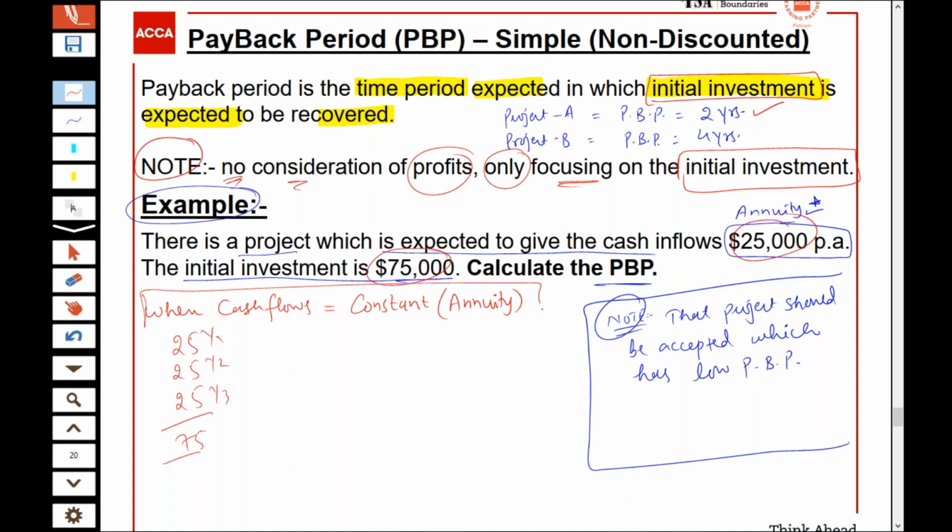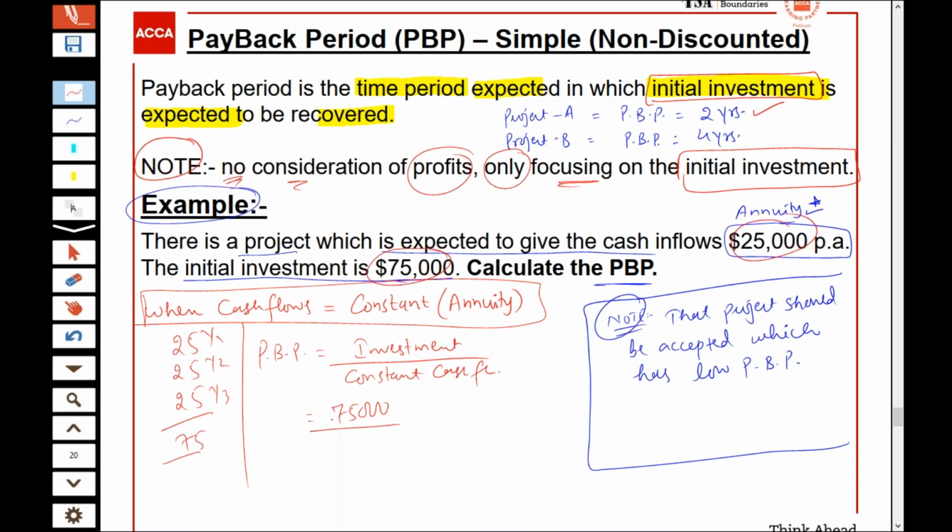But when the cash flows are constant, it is simple: payback period is investment upon constant cash flow. My investment is 75,000, and every year I will be receiving 25,000. So that means 3 years. Payback period is my 3 years. My payback period for this particular project is 3 years.